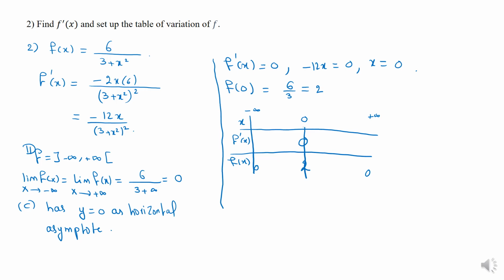Now the sign of f prime of x is negative 12x over 3 plus x squared squared. The denominator is always positive. The numerator is positive before 0, negative from 0 to plus infinity. So f of x will increase from 0 to 2, then decrease from 2 to 0.